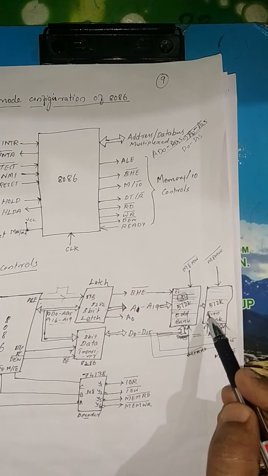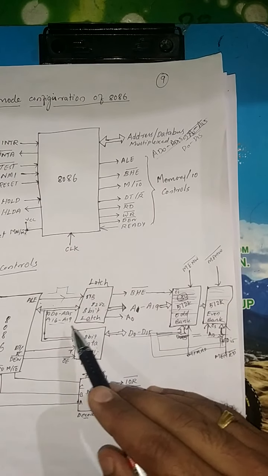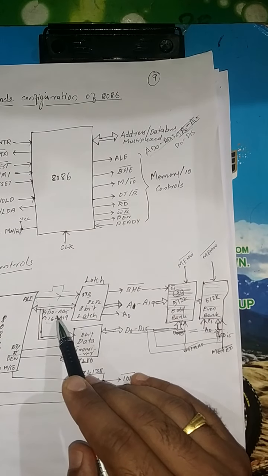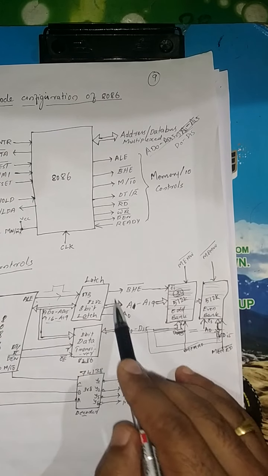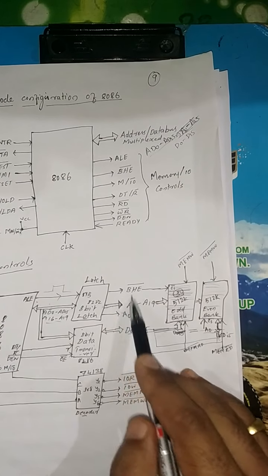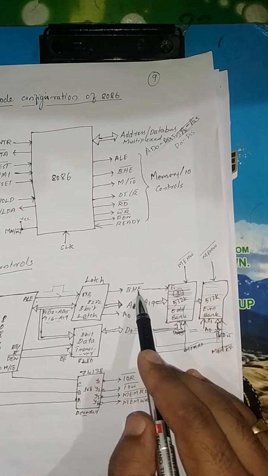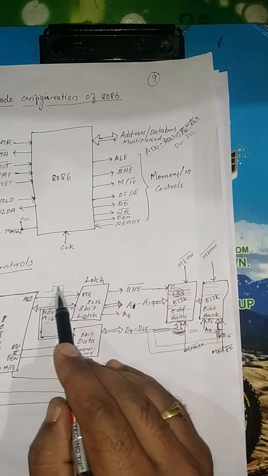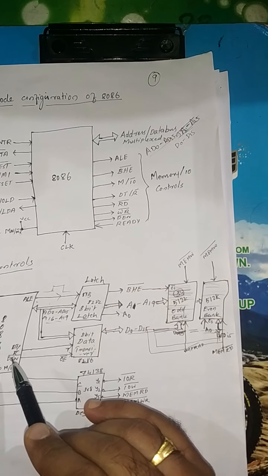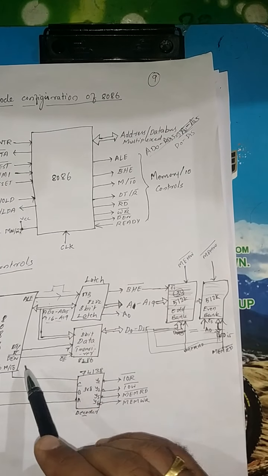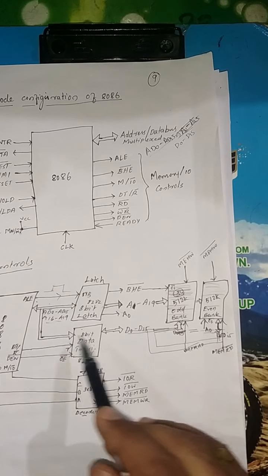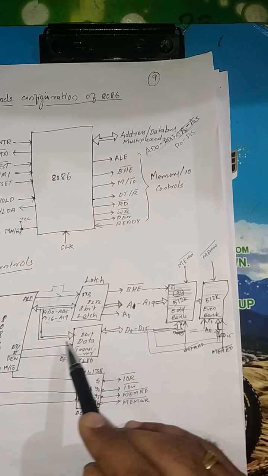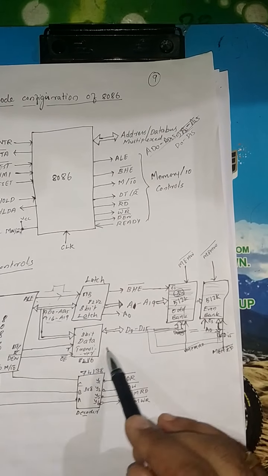So data can be transferred through this data bus, because the address is already latched, right? Latch output will be this address. So for that we are sending this address latch enable signal in the T1 clock cycle.